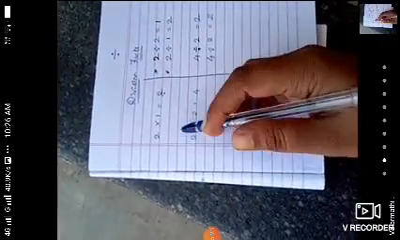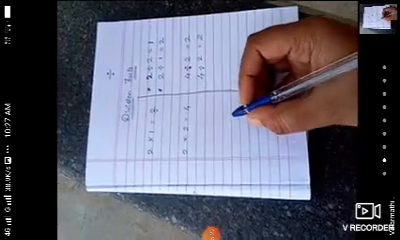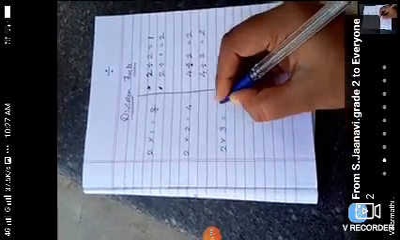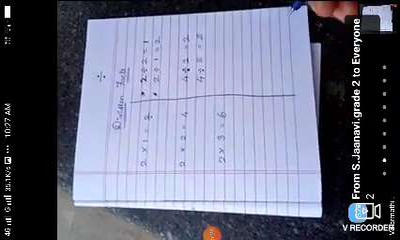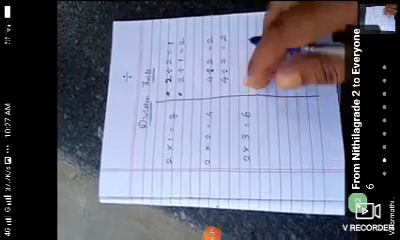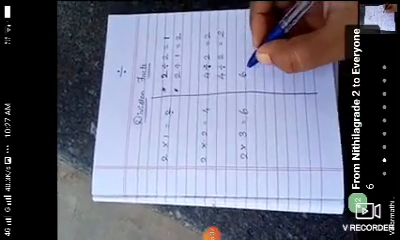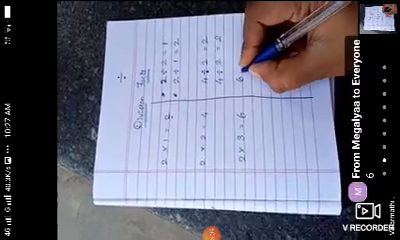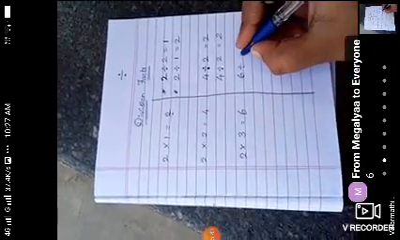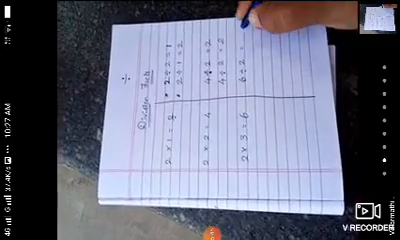Next, 2 ones are 2, 2 twos are 4. Next, 2 threes are 6. So how to write the fact for this? The answer you have to take, the answer is 6. Take the first number after the division symbol. 6 divided by 2.